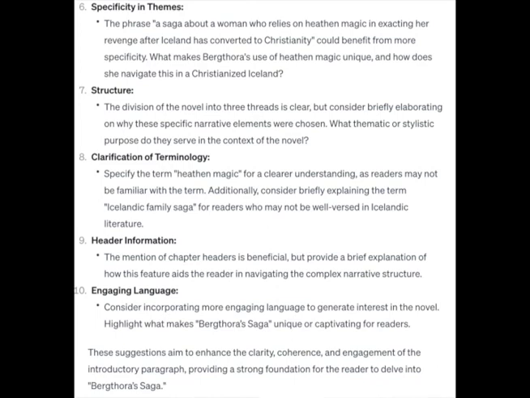Number 7, structure. The division of the novel into 3 threads is clear, so that's helpful. But consider briefly elaborating on why these specific narrative elements were chosen. What thematic or stylistic purpose do they serve in the context of the novel?